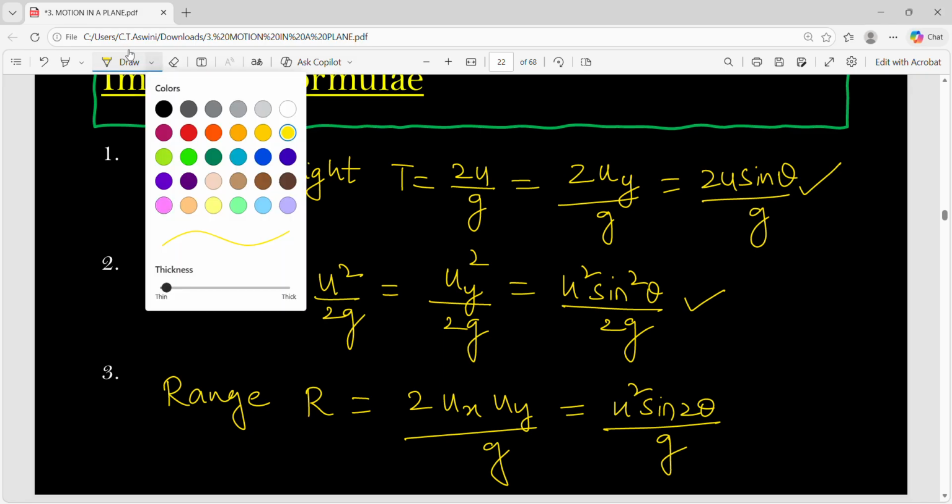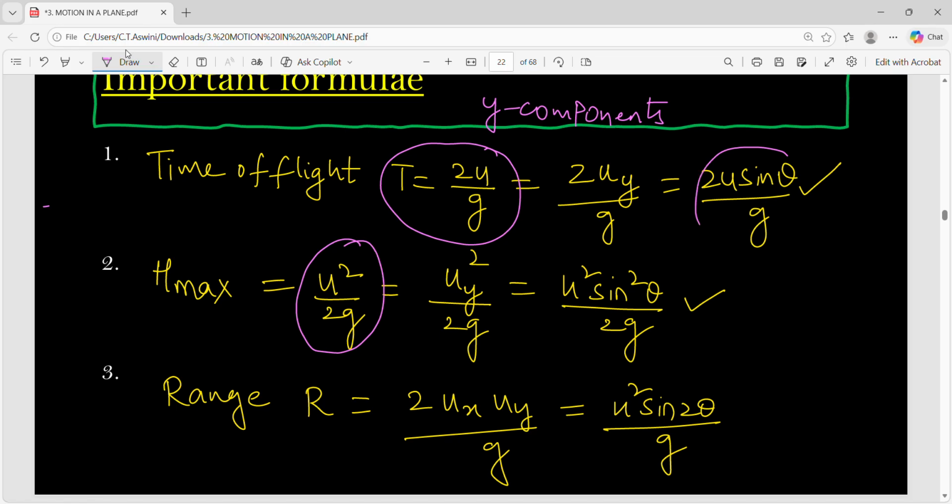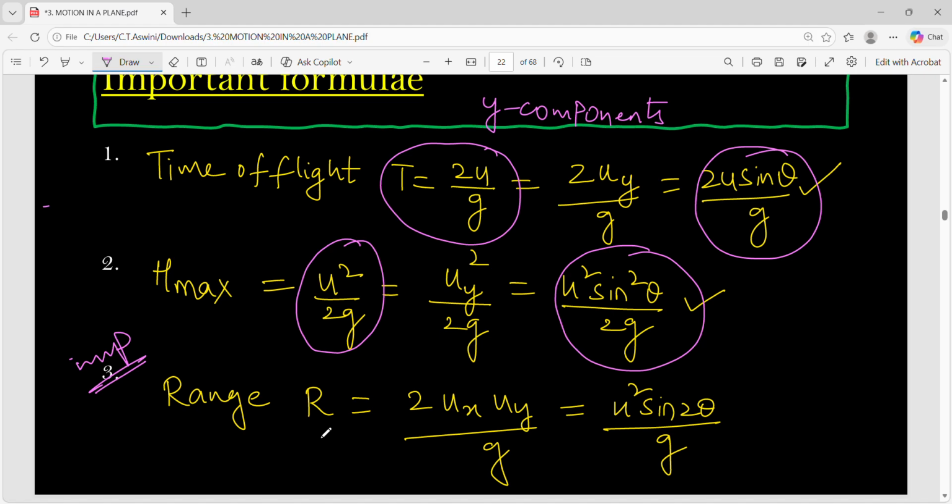I want you to remember the 1D formulas only. But what you have to take? You have to take y components. And here also u square by 2g only, but y components. So finally you will get this formula 2u sine theta by g, u square sine square theta by 2g. This is a new formula, so remember, important. You will have questions on this. 2ux uy by g, u square sine 2 theta by g. Just take half minute time and memorize them.